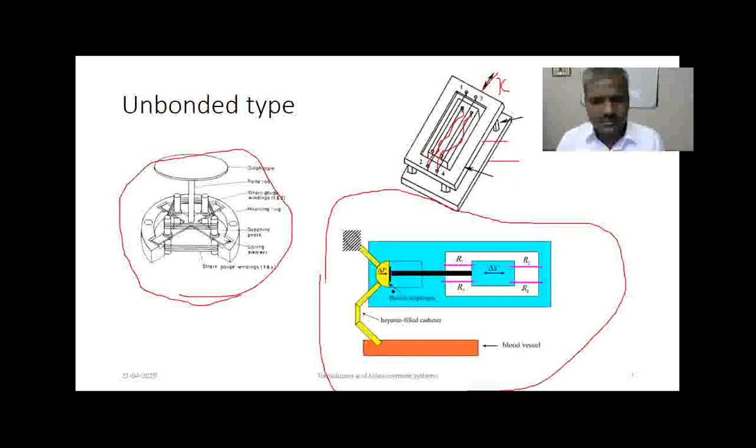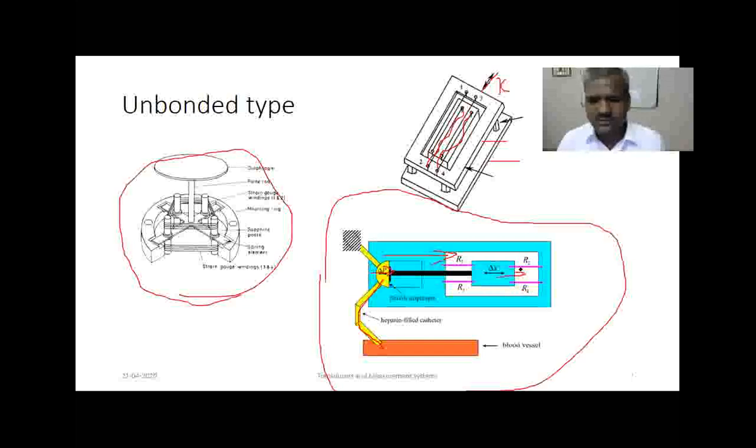This is a blood pressure measurement setup. We insert a small vein type of thing into the blood vessel, and the blood flows through this. Due to the change in pressure, the piston moves to this side depending on the pressure. When it moves, R1 and R3 are subjected to tension, and R2 and R4 are subjected to compression.